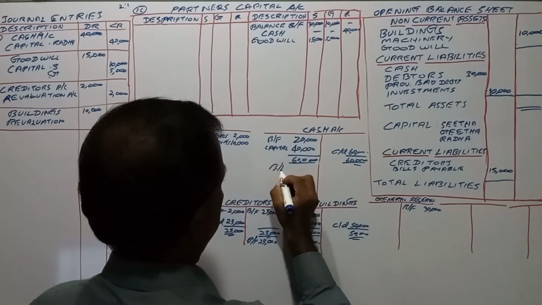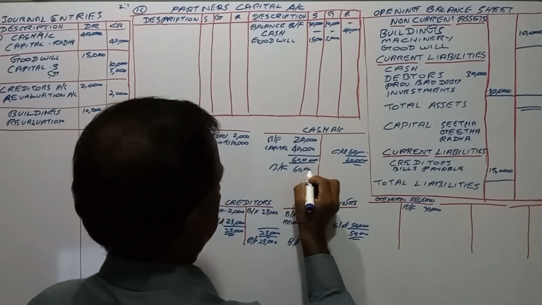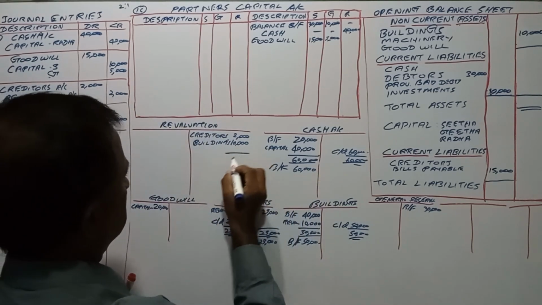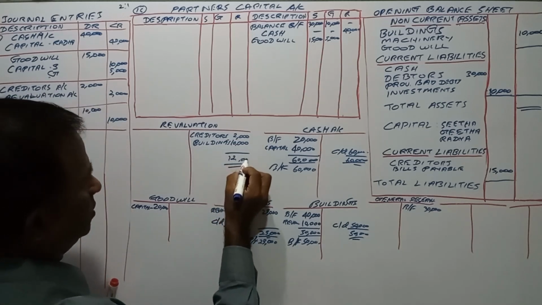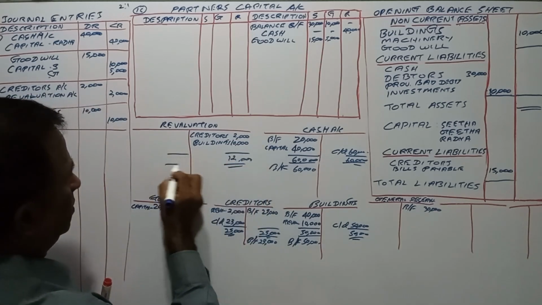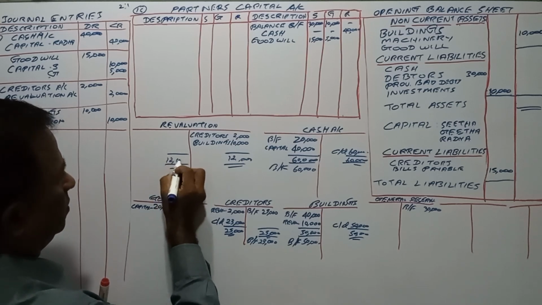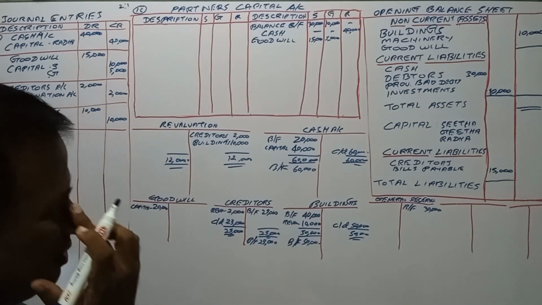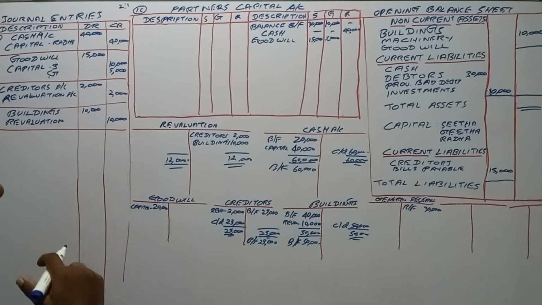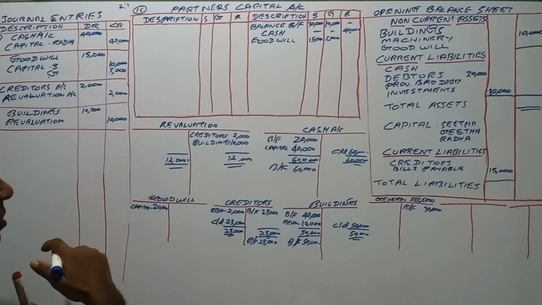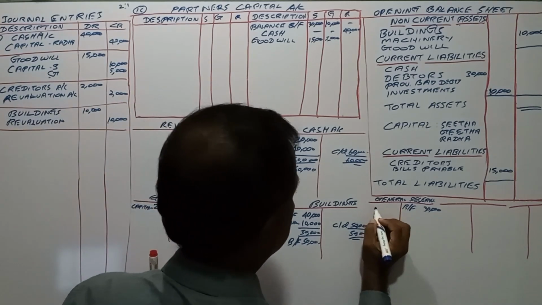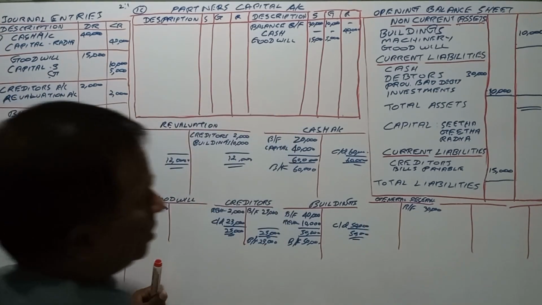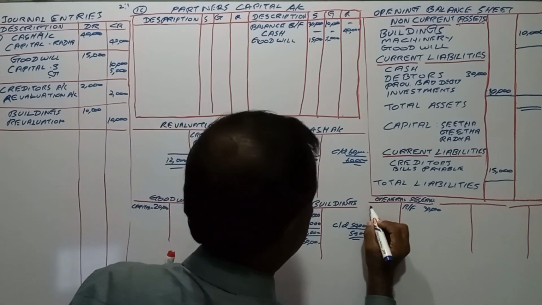Brought forward 60,000. Right? Then this is 12,000, revaluation. We don't have a profit and loss account, so we can immediately transfer to the revaluation account. There is a general reserve; the general reserve we have to share 3:1, general reserve to capital account.